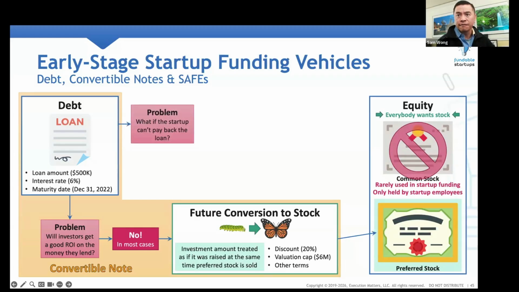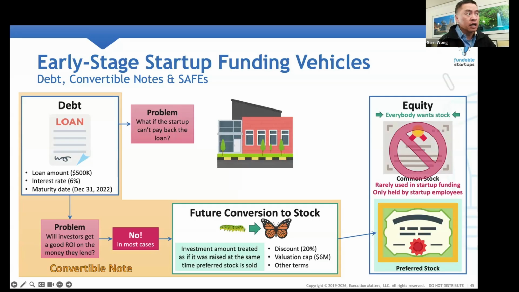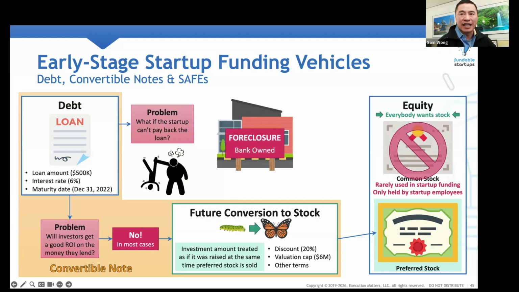Well, there's a problem with convertible notes, and what if the startup can't pay back a loan? Because it starts off as a loan. And if there's nothing that converts the loan into stock, then what happens is that the lender can foreclose on the note. And that means they can sell assets of your startup in order to raise funds to recoup the balance of whatever is owed. They have undue leverage on the startup and the founders.